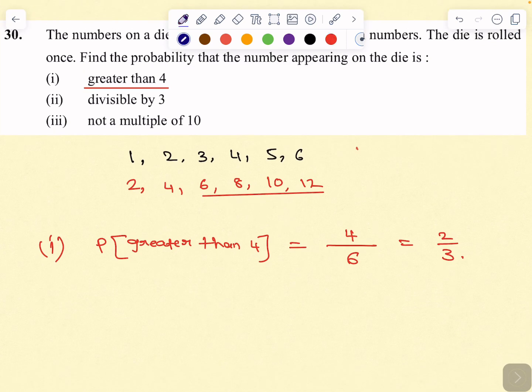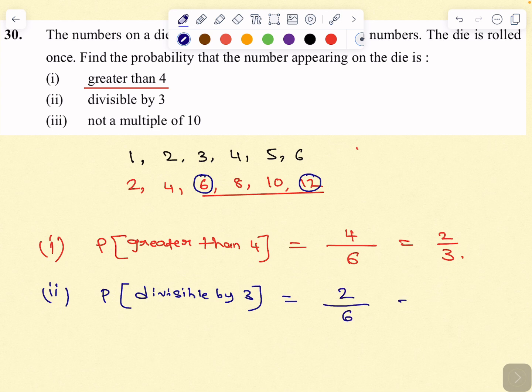And the probability of the number which is divisible by 3. So the numbers which are divisible by 3 are 3 2s are 6 and 3 4s are 12, and these two numbers are divisible by 3, out of 6 here we have the two numbers. Okay, so then probability of getting divisible by 3, those are two numbers, 6 and 12, out of 6, 2 by 6 is equal to 1 by 3.